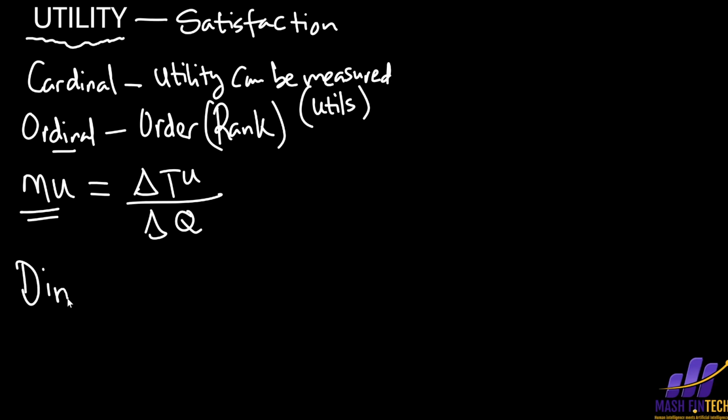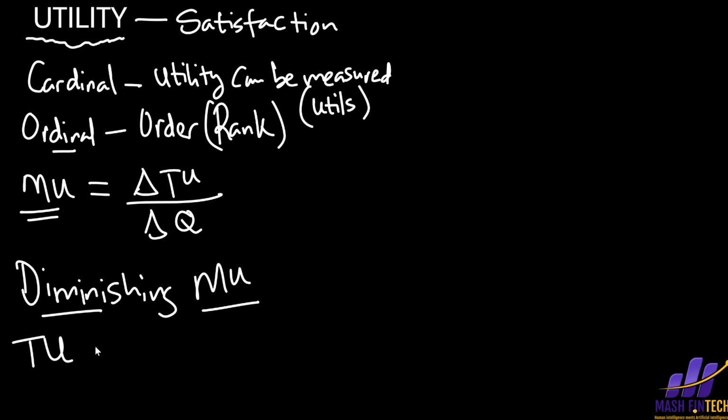This marginal utility is said to be diminishing. We assume diminishing marginal utility. What does that mean? This basically means that the total utility for a consumer is going to be increasing. The more you consume, your utility is going to increase. So the total utility increases, but the rate of increase of the total utility is decreasing. The total utility increases at a decreasing rate.